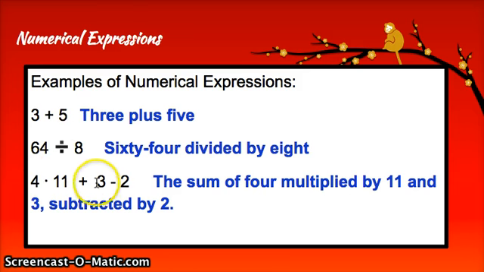4 times 11 plus 3 minus 2. You can also read this as the sum of 4 multiplied by 11 and 3 subtracted by 2. But however you say it, if you look at this expression, it has only numbers and operations, which is why it is an example of a numerical expression.